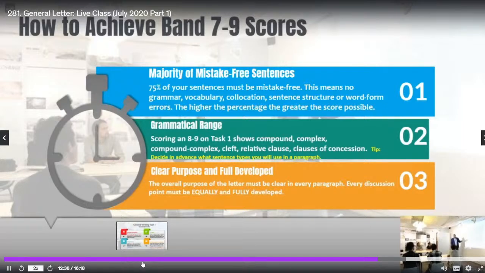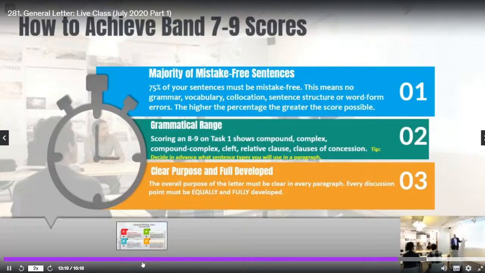You want to make sure that you show grammatical range. Just because you write a letter does not mean you're allowed to write just simple sentences. They are grading you. Remember that. Just think about it: if you were able to write all simple sentences and use simple basic vocabulary, and that was good enough to get you a 7, 8, or 9, there'd be no difference. We can't differentiate one student from the other student. That's why there's a rubric.